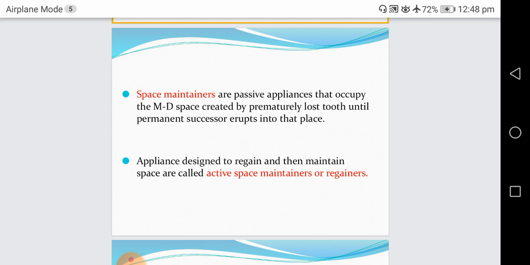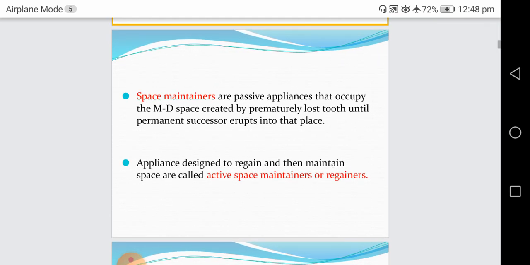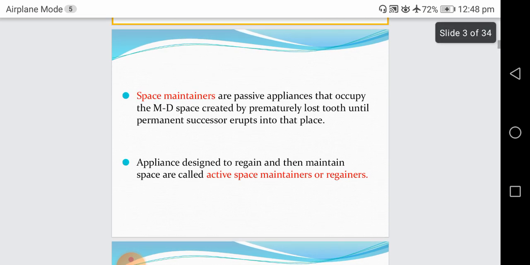Space maintainers are passive appliances that occupy the mesiodistal space created by a prematurely lost tooth until the permanent successor erupts into that place. ഇവിടെ ശ്രദ്ധിക്കേണ്ട ഒരു കാര്യം, പ്രിമച്യൂർലി ലോസ്റ്റ് ടൂത്ത് എന്ന് നമ്മൾ പ്രത്യേകം എടുത്ത് പറയുന്നു. ഫിസിയോളജിക് റിസോപ്ഷൻ വഴി മൊബൈൽ ടൂത്തിനെ എക്സ്ട്രാക്റ്റ് ചെയ്യുമ്പോൾ സ്പേസ് മെയിൻറ്റെനൻസ് കൊടുക്കേണ്ട കാര്യമില്ല. We are giving space maintenance when we prematurely extract the tooth.